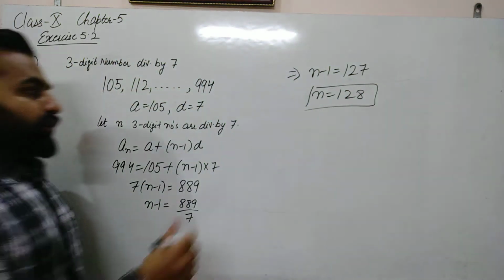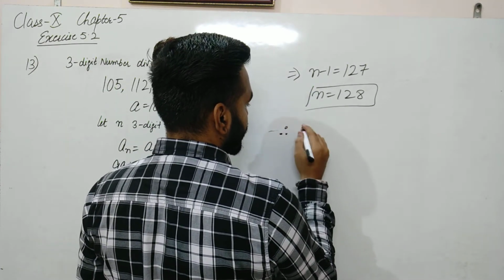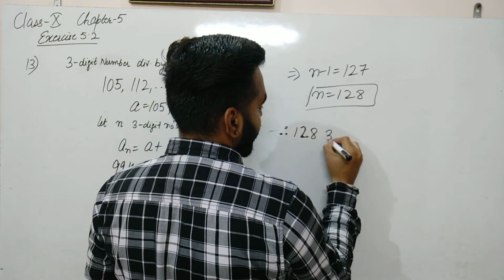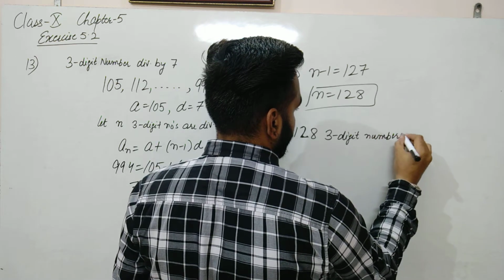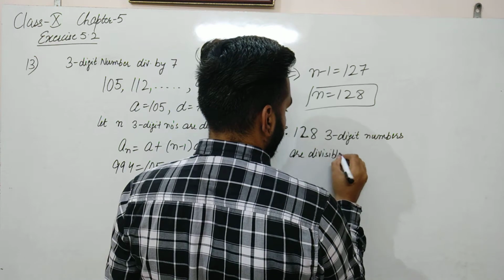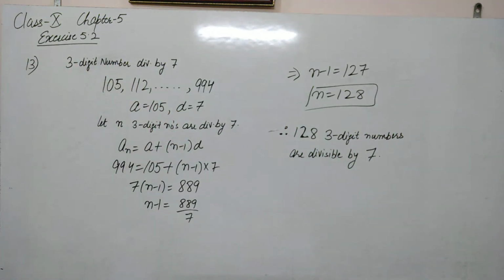So therefore, in total there are 128 3 digit numbers divisible by 7. So this was question number 13.